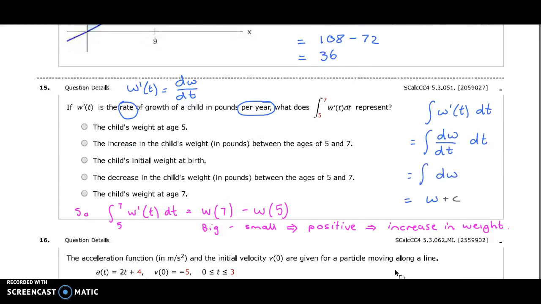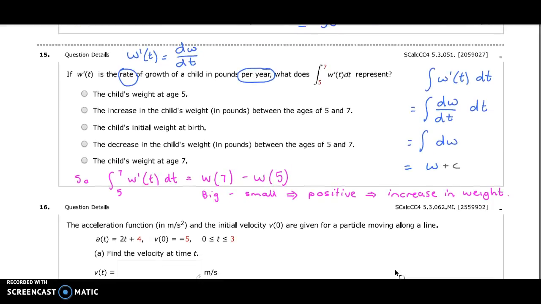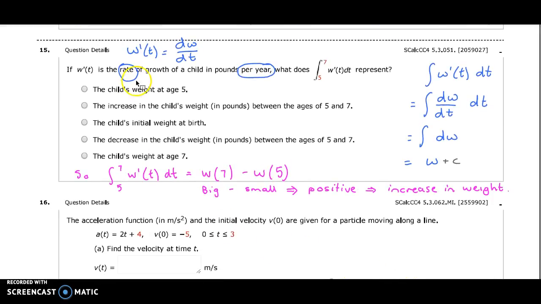Right, moving on, question 15 asks us about untrapping a function from being a derivative. So you've got an expression, a dash expression, written like this, says that it's the derivative of this thing with respect to that one, dW/dt. And here we've got a weight measured in pounds per year. The per year is the rate part.